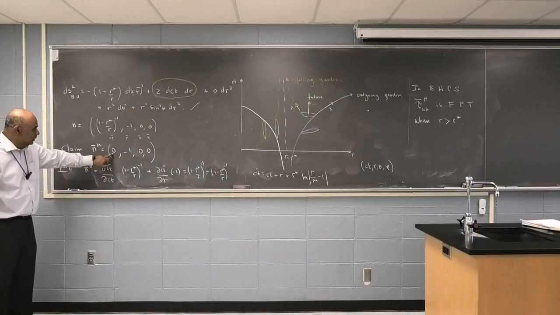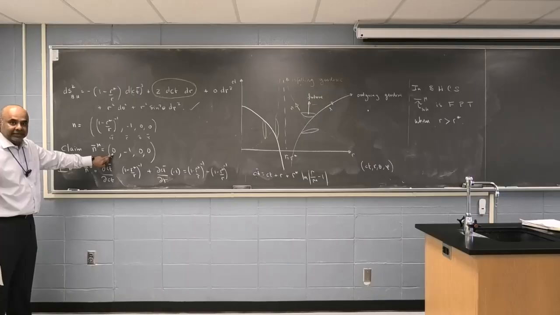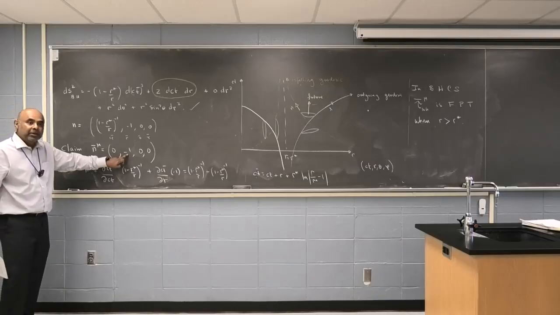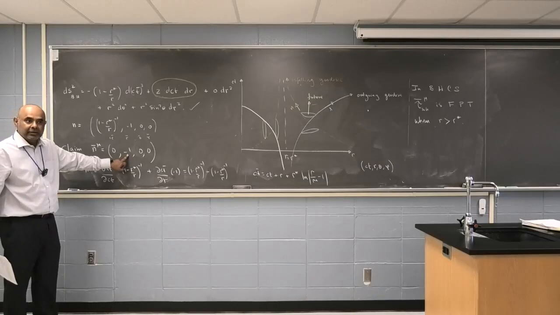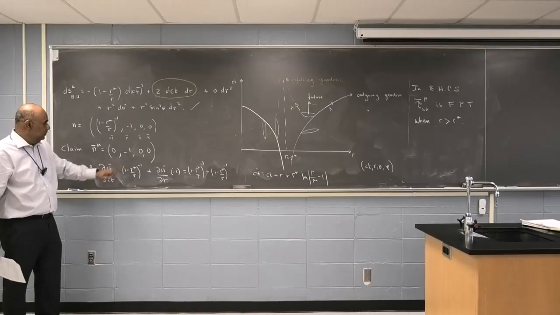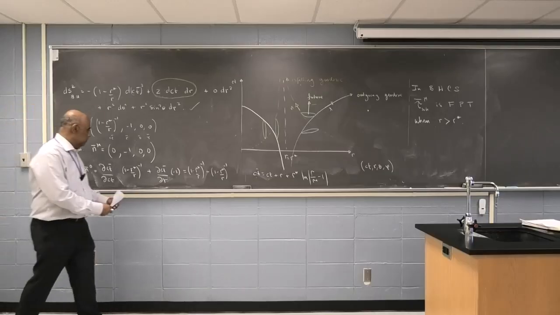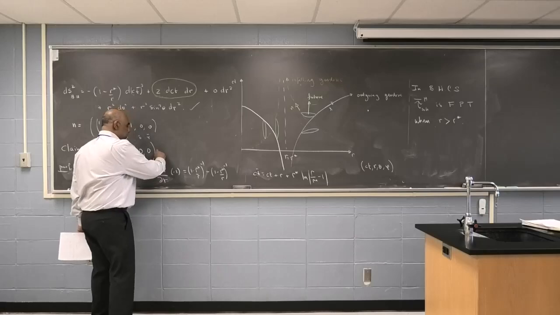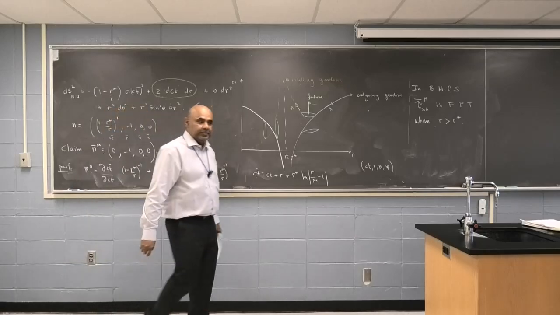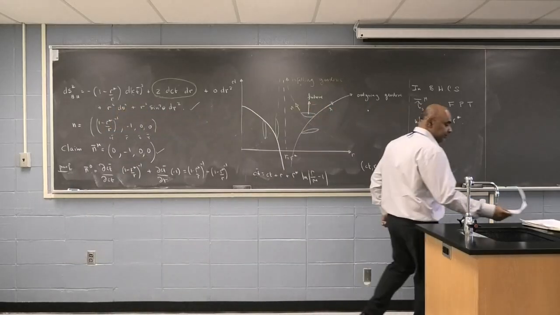So the 0th time component goes away. The radial component becomes -1. So are we good with this? Questions? You guys are ready to find.